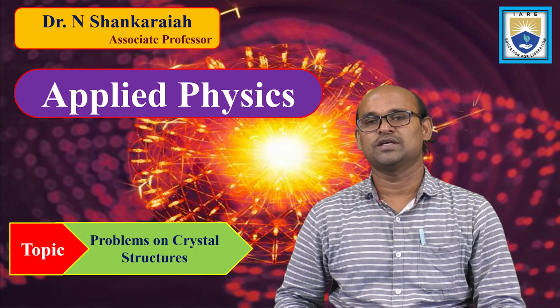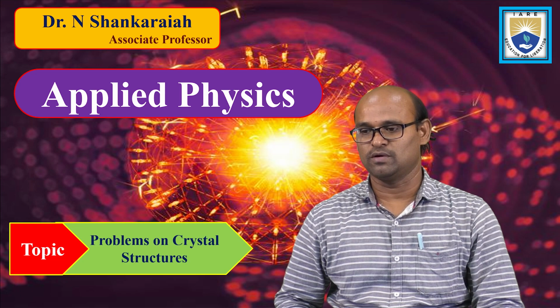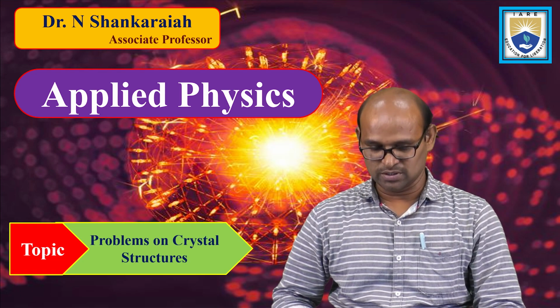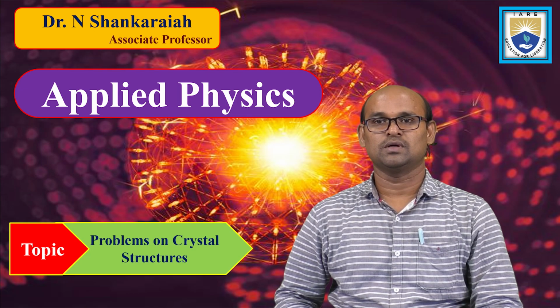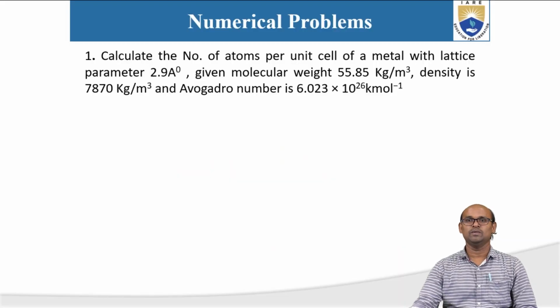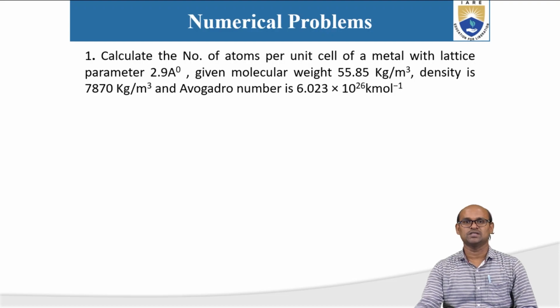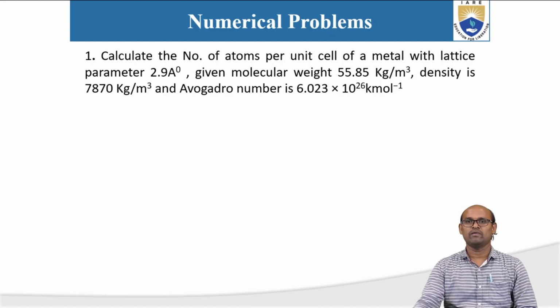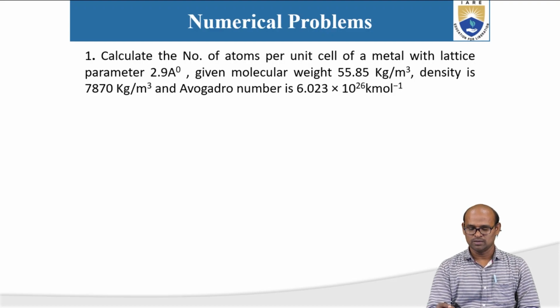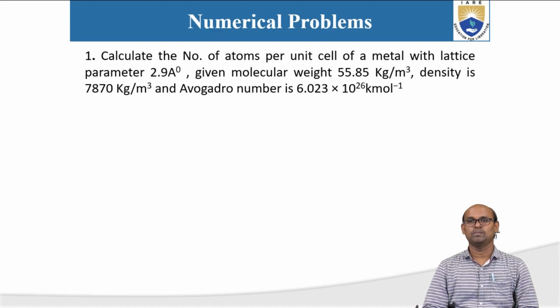In the last presentations I discussed the theoretical part of module 1, and today I will discuss the numerical problems of module 1. The first numerical problem, on crystal structure, says: calculate the number of atoms per unit cell of a metal with lattice parameter 2.9 angstroms, given molecular weight 55.85 kg per meter cube, density 7870 kg per meter cube, and Avogadro number 6.02 into 10 power 26 per kilomole.